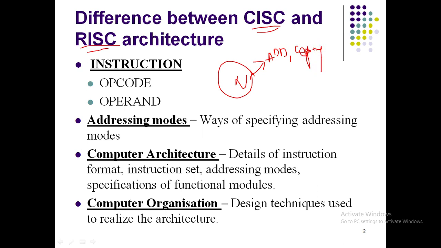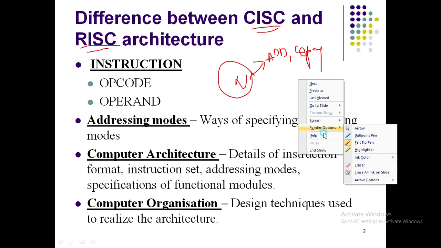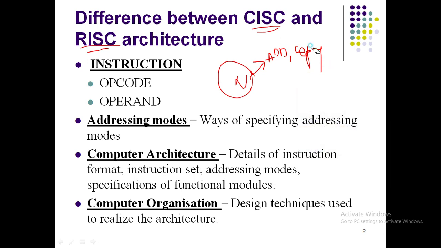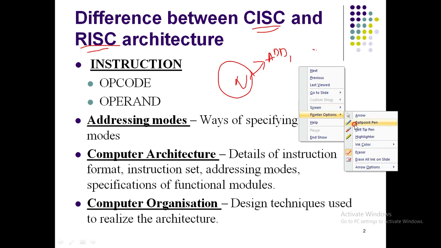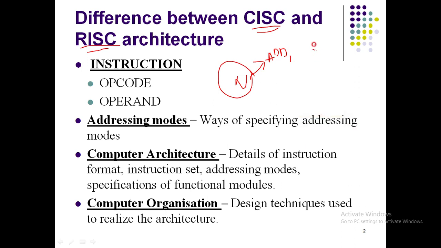Sorry for the unclarity. Say I want to copy certain things. So these are nothing but our instructions, which are given by n.